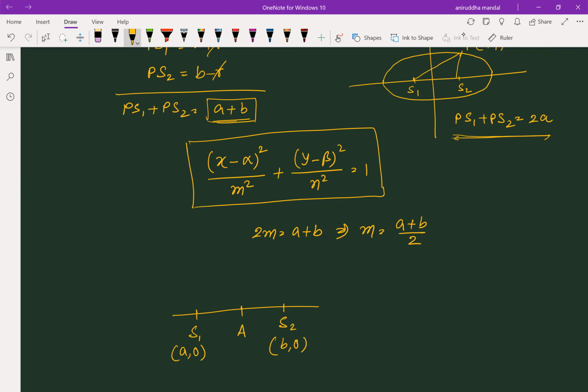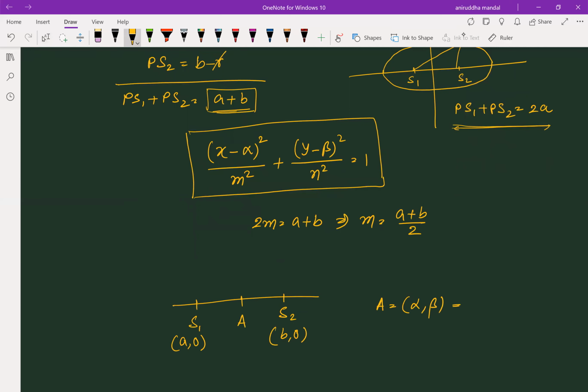Let us say this is a. So it is the midpoint between the two foci, so the center (alpha, beta) is the midpoint. So we can write alpha as (a plus b) by 2, and beta is 0, using the midpoint formula. Now we have found the values of alpha, beta and m. Now only n is left.